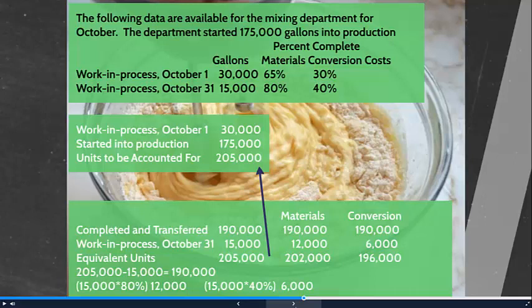Then we do the same thing for conversion. For conversion, our ending inventory is 40% complete. If we take our 15,000 times 40%, we would get 6,000. So to compute equivalent units, our materials would have an equivalent unit amount of 202,000, whereas our conversion would have an equivalent unit amount of 196,000.